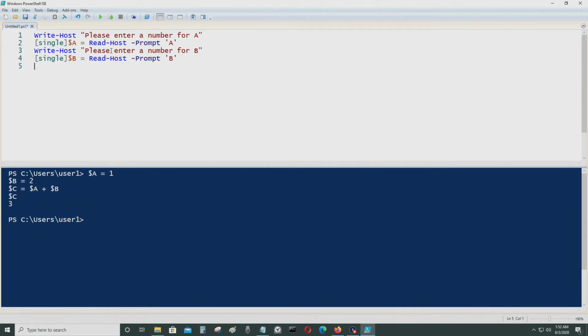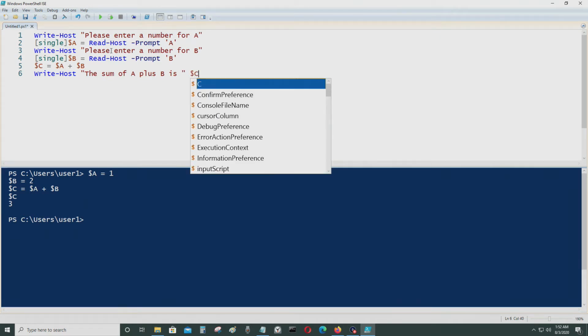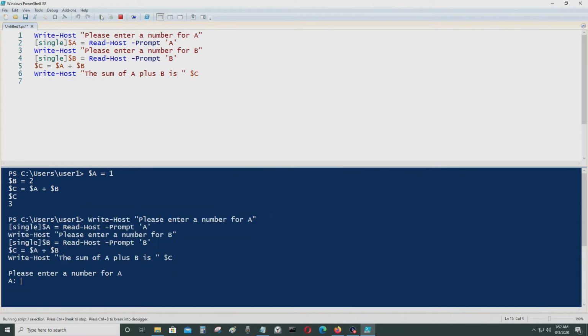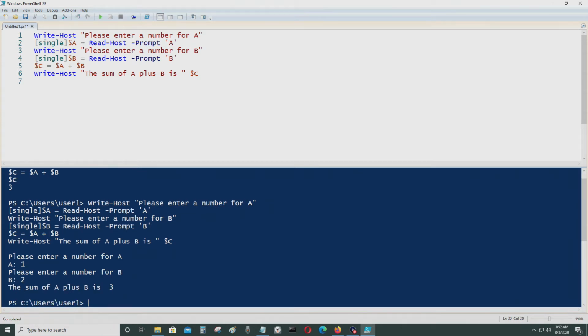Now I'm going to put C is equal to A plus B. I'm going to put write host, "The sum of A plus B is C." And now let's run it. So I'm going to put 1 for A, 2 for B, and as you can see, the sum of A plus B is 3.